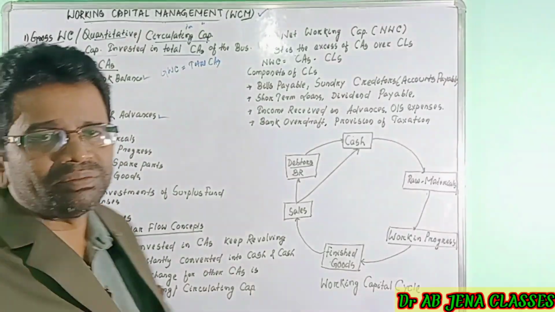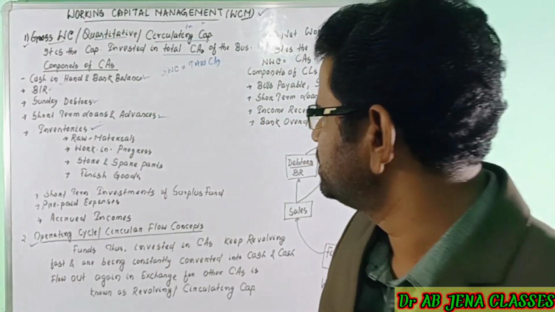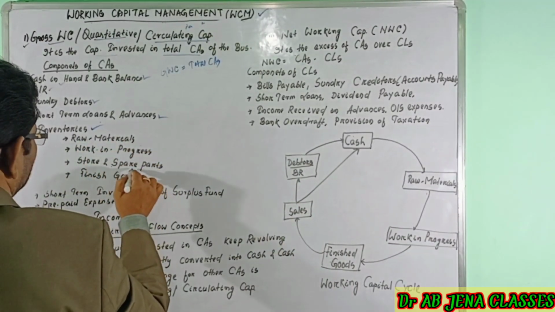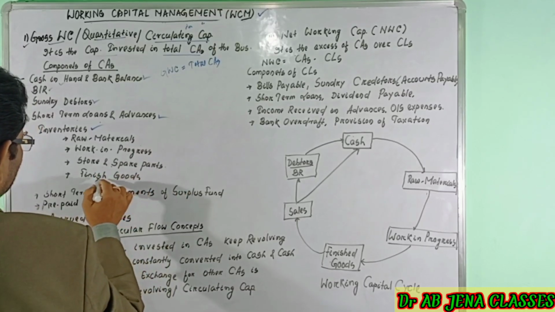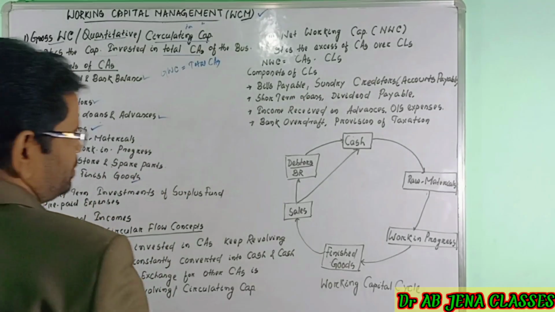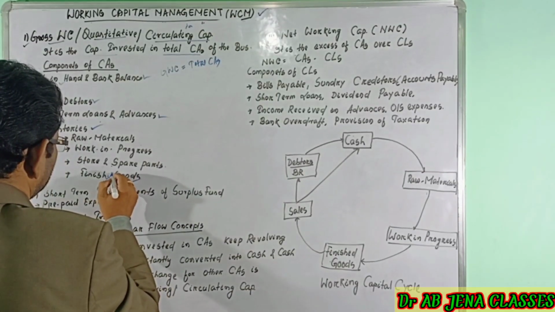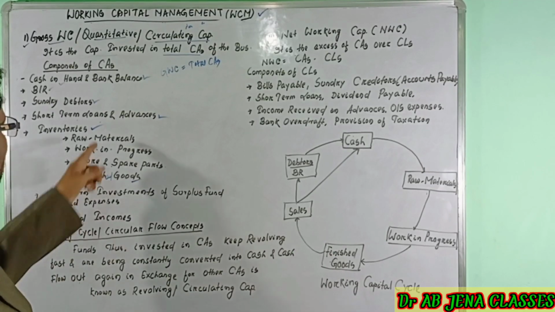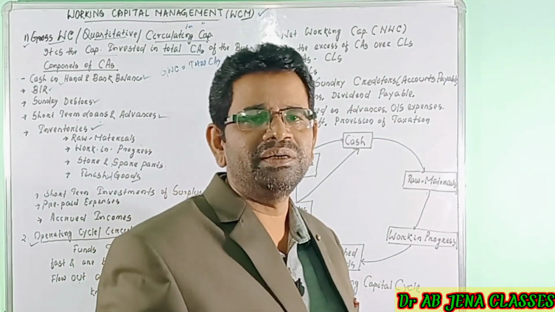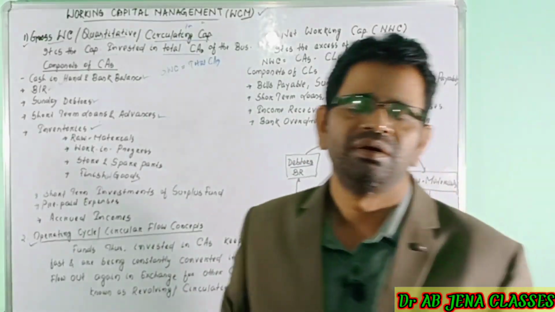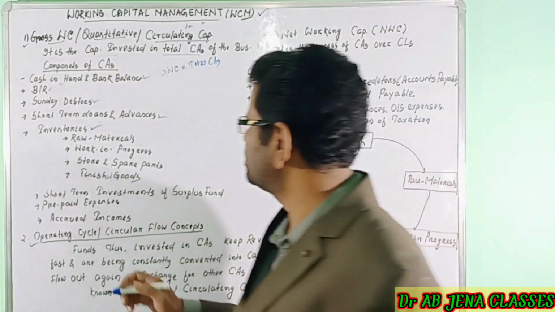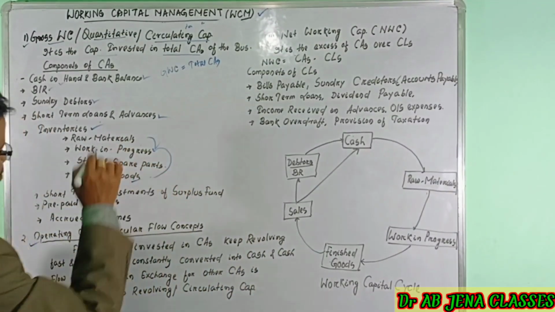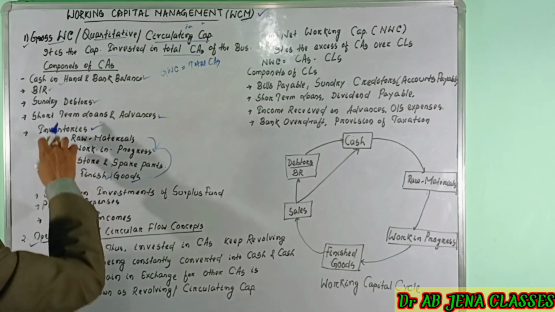So what is the meaning of inventory? Inventory is equal to raw material plus work in progress plus stores and spare parts and the finished goods. Raw materials are a must. Without the right amount of raw material, the production process cannot be possible. Then the raw materials will be converted into work in progress, and the work in progress will be converted into finished goods. So these are the components of the inventory.